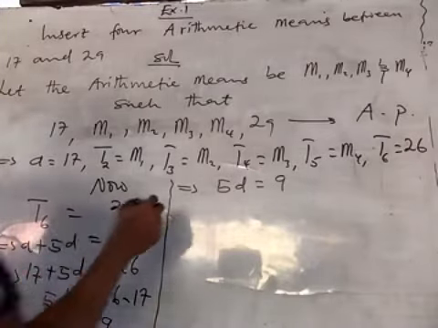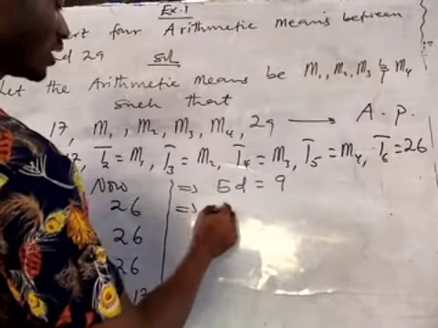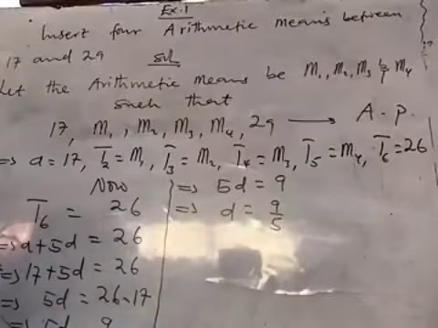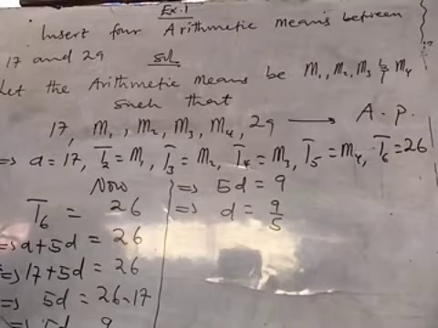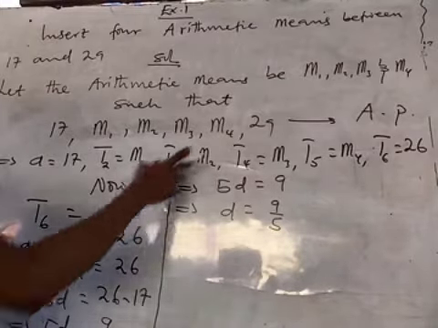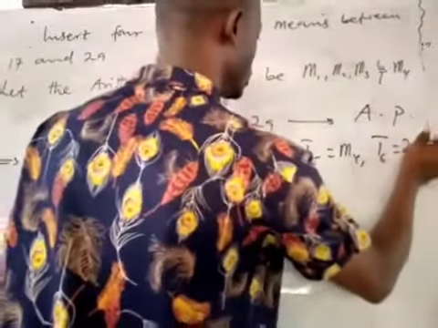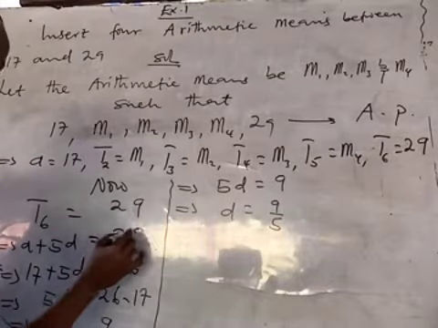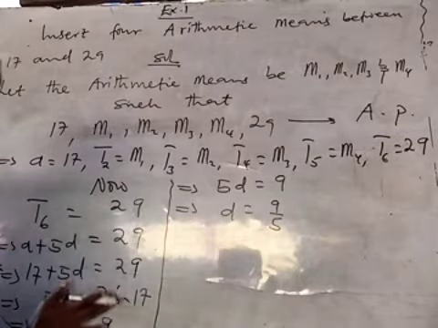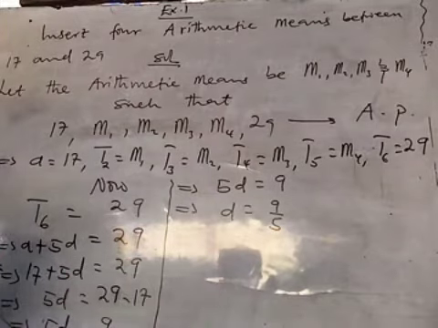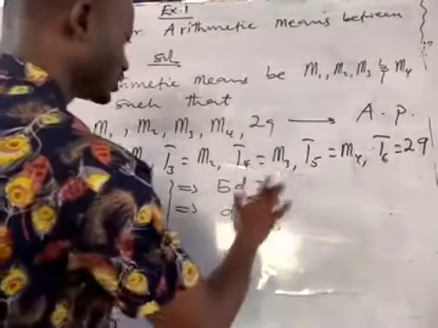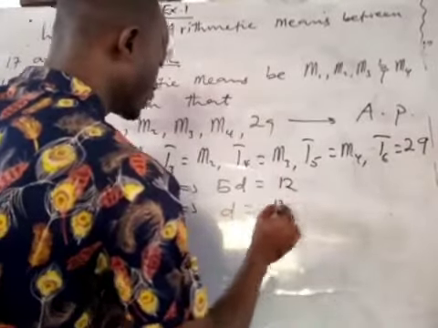So this means that the value of D will now be equal to 9 over 5. The value of D will be equal to 9 over, is this 26 or 29? This is 29, sorry. Let's change that, the sixth term is 29. So 29 minus 17 will give us 12. So this is 12.